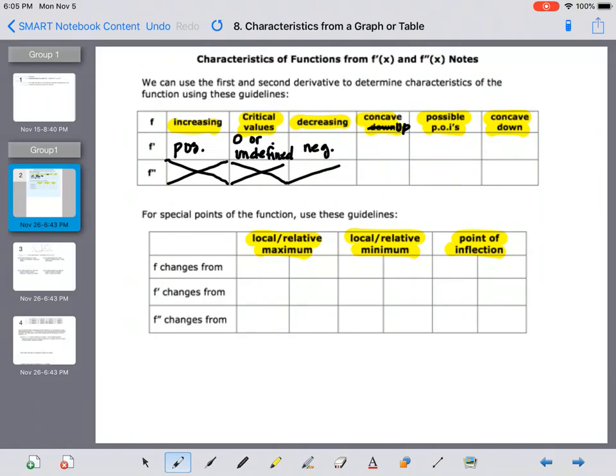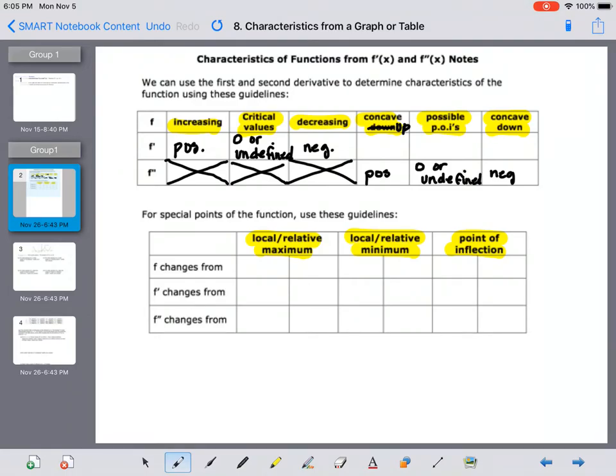And again, nothing here. Okay. And then we use our second derivative to determine whether it's concave up or concave down. If f is concave up, our second derivative is positive. If it's concave down, it's negative. And if it's a possible POI, that means our second derivative is equal to 0, or again, it's undefined.